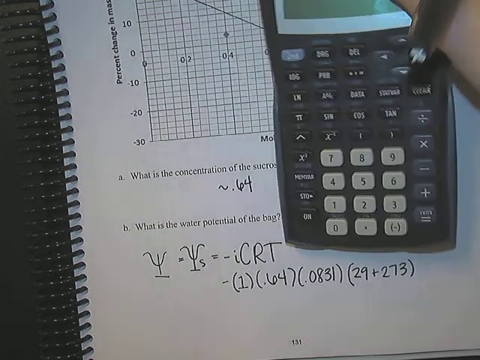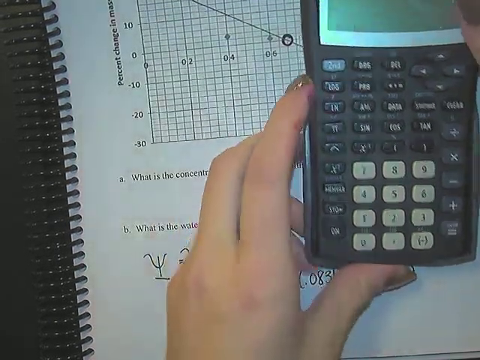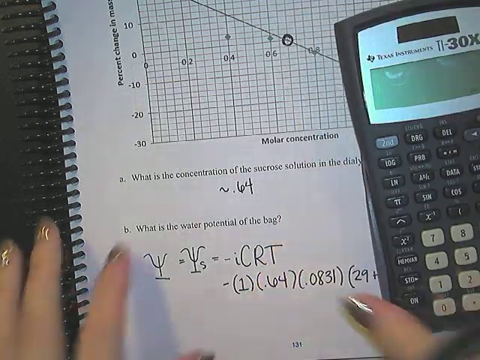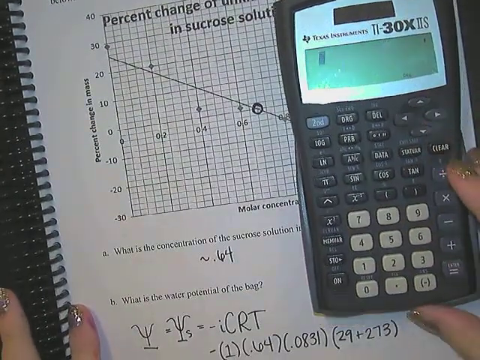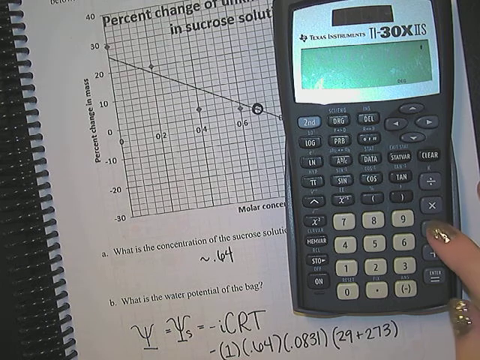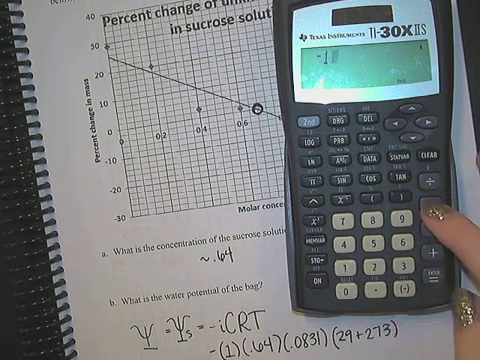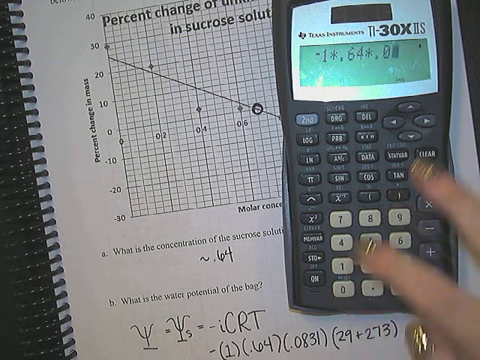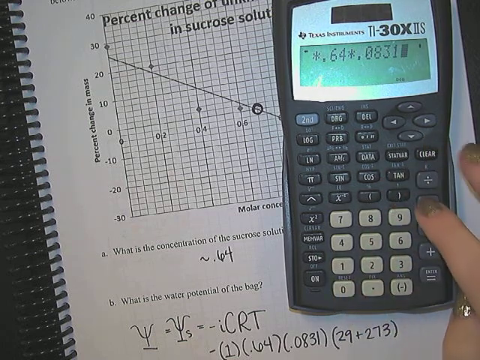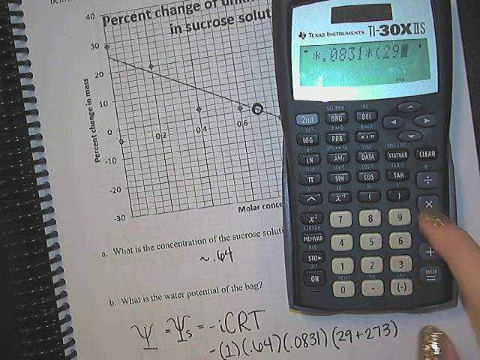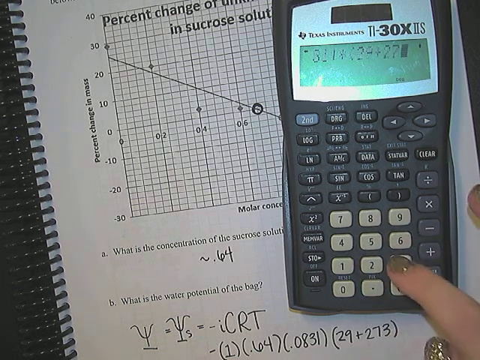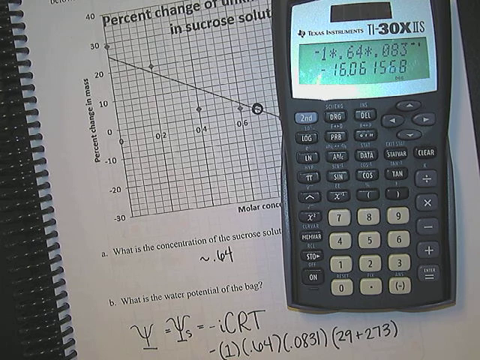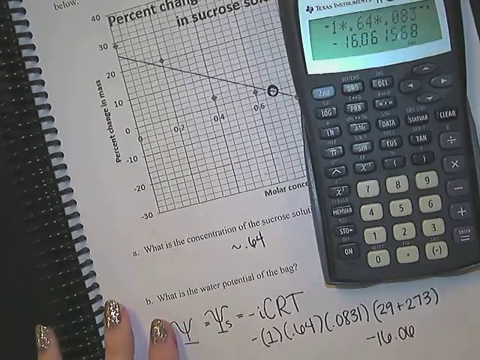So I have my calculator, and I'm just going to type those numbers in. So let's see. I have -1 times 0.64 times 0.0831 times 29 plus 273, which gives me -16.06. And that's it.